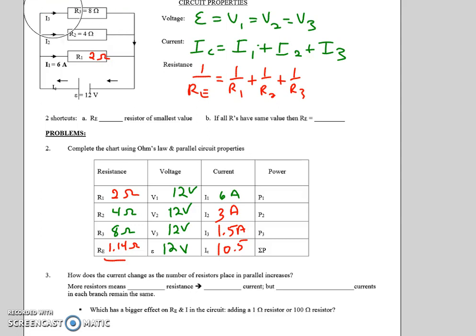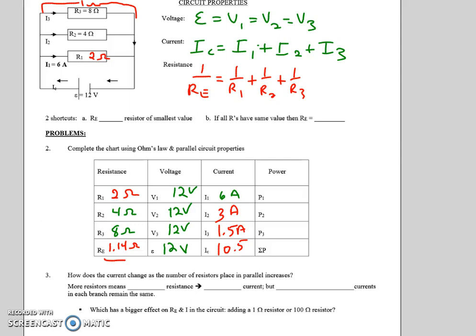Okay. However, if I were to add, let's say, a 1 ohm resistor in parallel to my 7/8, I would add 1 over 1, which would make it 15/8. That would have a significant change, and the reciprocal of 15/8 would be 8/15. So now my resistance is even less.